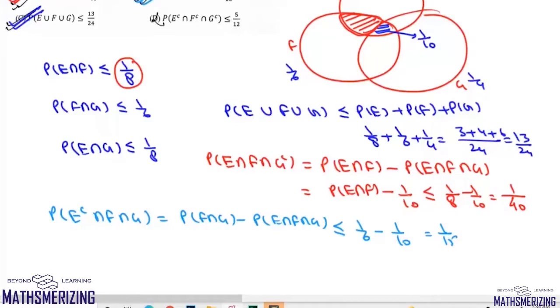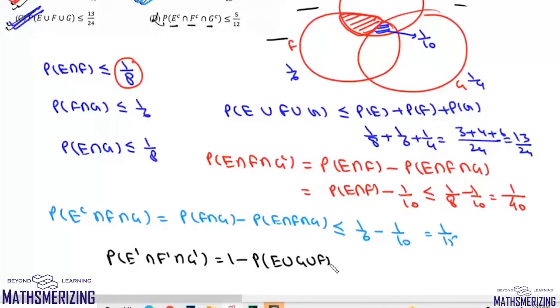Now if we look at this probability, which is E complement intersection F complement intersection G complement, it will be this region, and this probability will be given by 1 minus probability of E union G union F. Now this probability will be minimum when this value is maximum. So it will always be greater than or equal to 1 minus 13 by 24, which is 11 by 24. So that means this option D is incorrect.